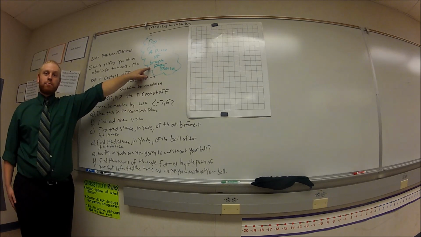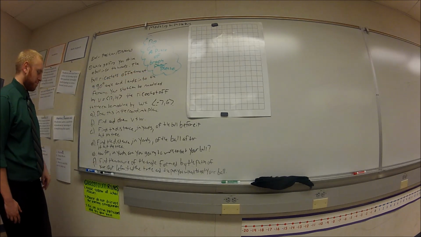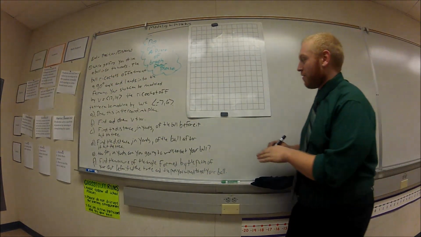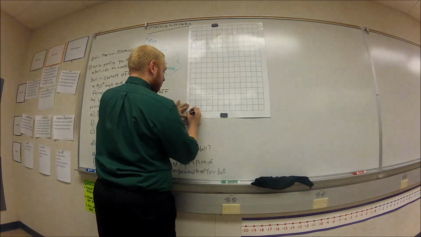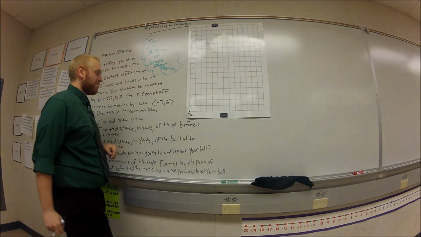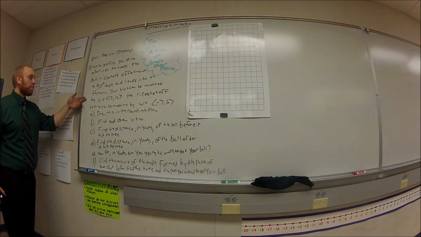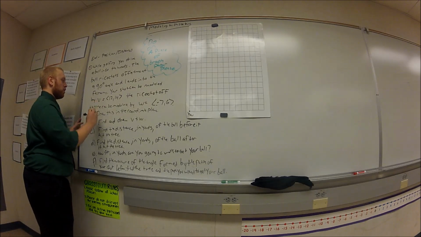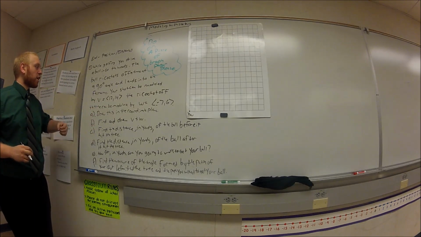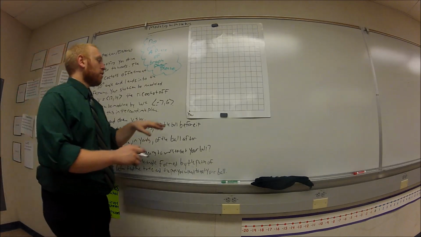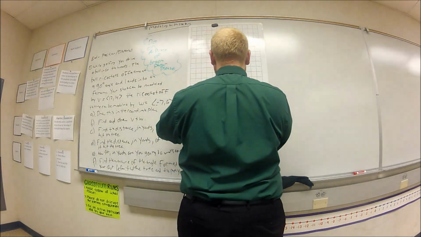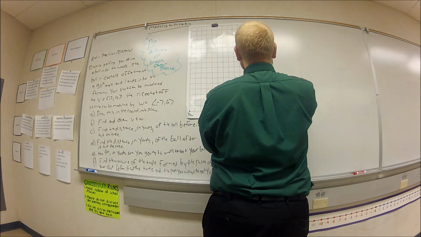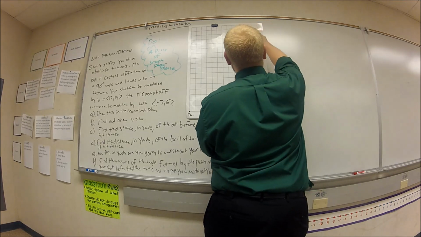I'm waiting for you to get it. Alright, so let's start. You're going to start here. And then it says your shot can be modeled by v equals <12, 14>. So we know we got to go right 12, up 14. So 1, 2, 3, 4, 5, 6, 7, 8, 9, 10, 11, 12. And up 1, 2, 3, 4, 5, 6, 7, 8, 9, 10, 11, 12, 13, 14.